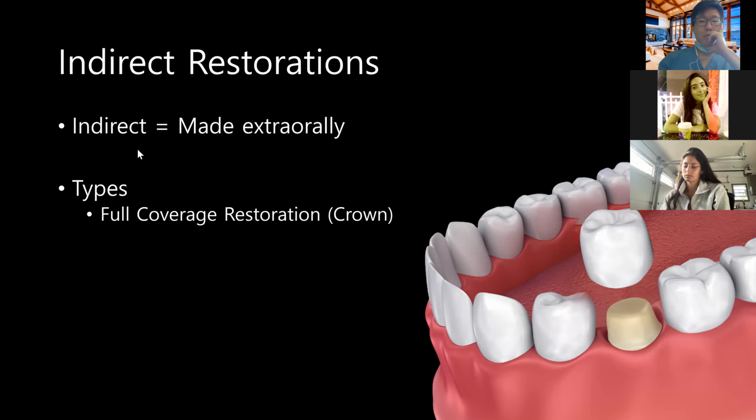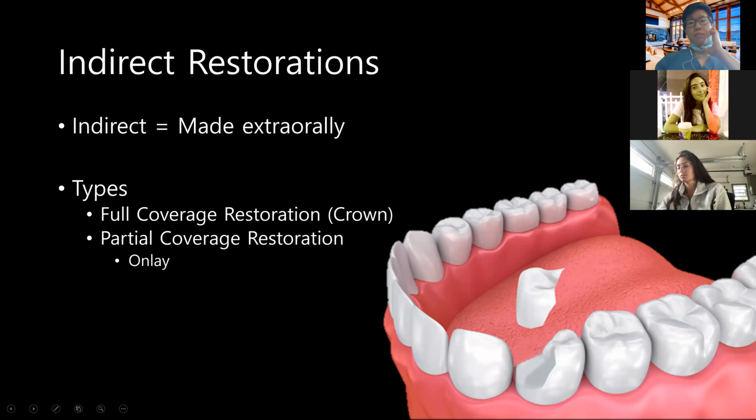What are some common types of indirect restorations? Full coverage crowns is the most common type. Everyone knows this. It's basically a crown or a cap that covers all 5 surfaces of a tooth. The whole tooth crown gets covered with a restorative material. I think there's chat. Sorry. Oh, okay, everyone said yes. So a lot of people know what that is. Great.